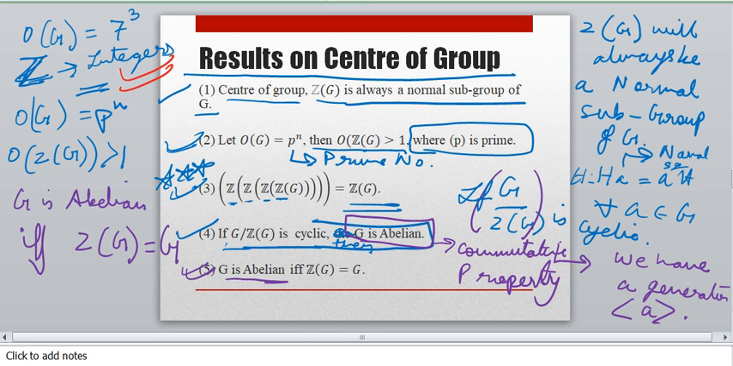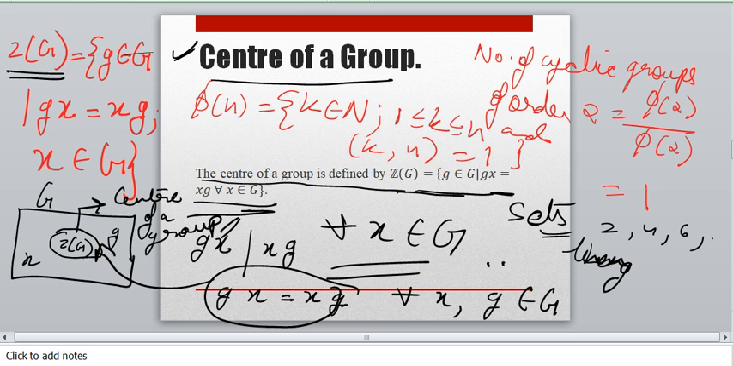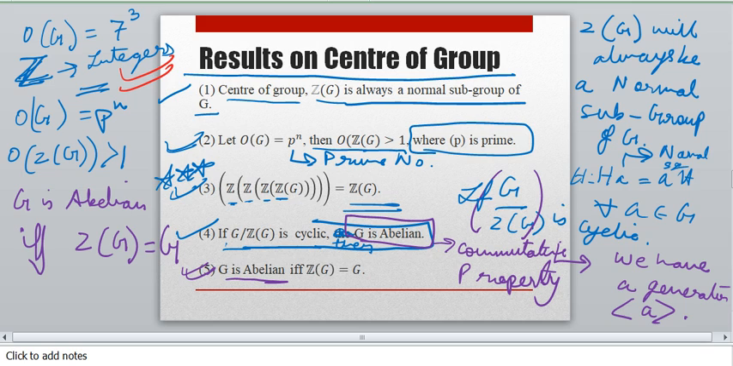Alright, so students, today we learnt about the center of the group, with its definition. I showed you how in set form you can get the center of a group. There are some results on the center of a group that we spoke about. The center of a group Z(G) is always a normal subgroup of G. Then if the order of G is a prime number to the power n, the order of Z(G) will be greater than 1.